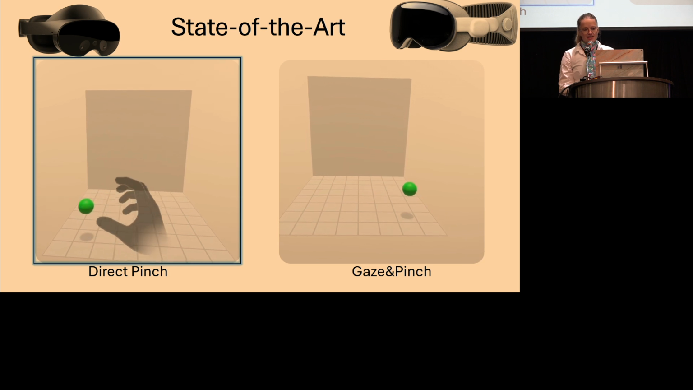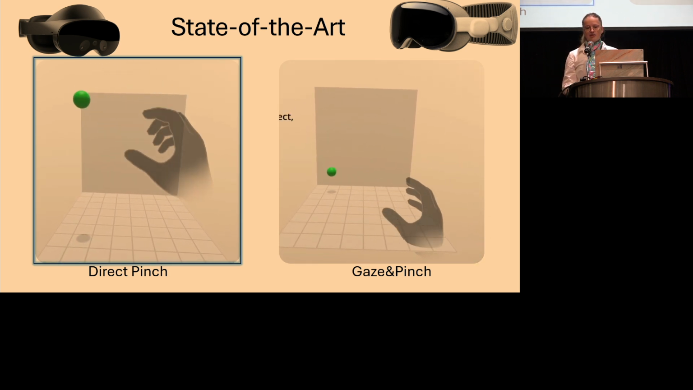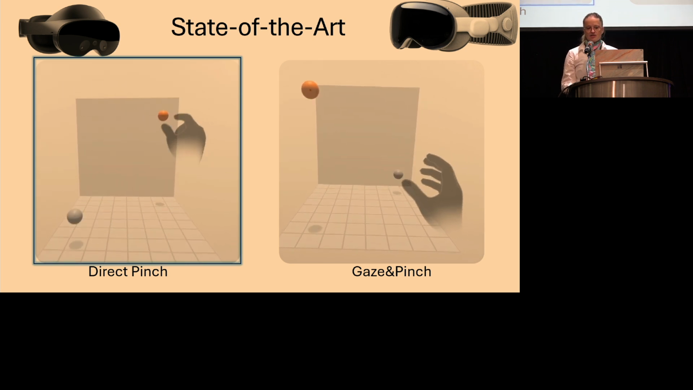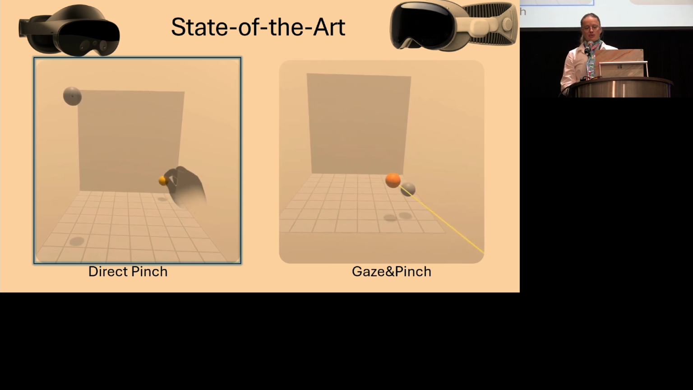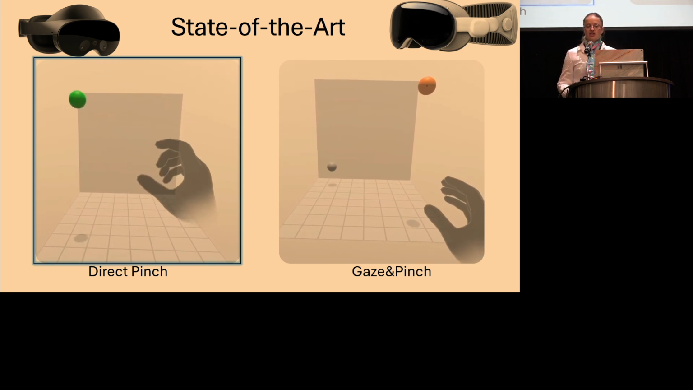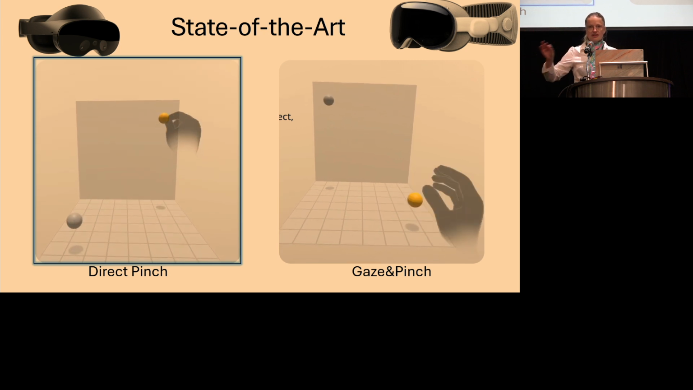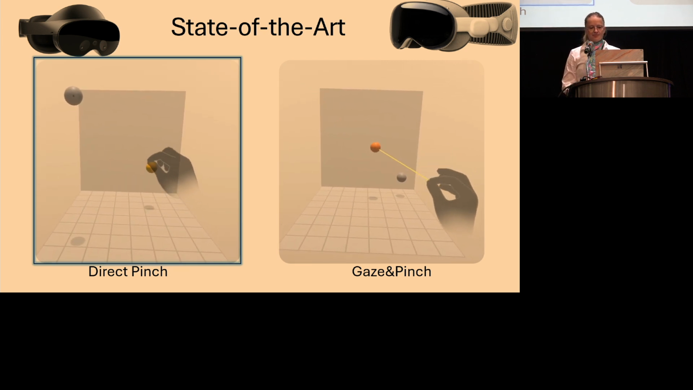So let me just begin with what is the state of the art. So how are we used to do drag and drop in real life and also in XR? We used to do it just with our hands, so like direct pinch. The principle is that you select the object by moving your hand to the object, grab it with a pinch, and then move it around, right? However, this can be super fatiguing over time.